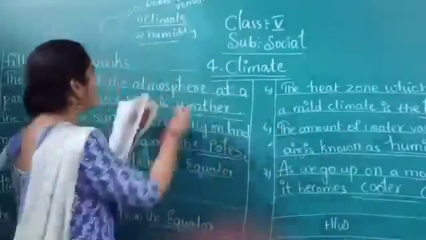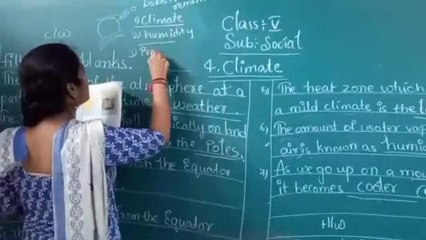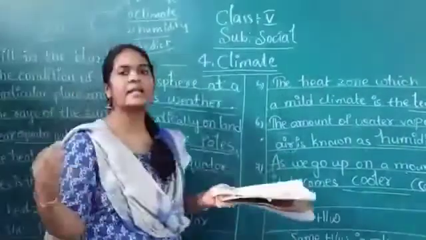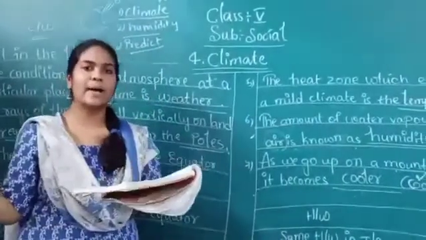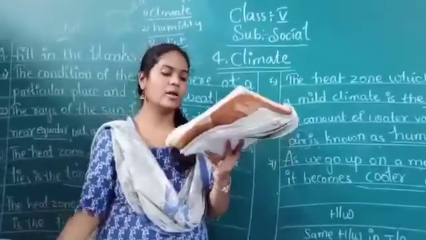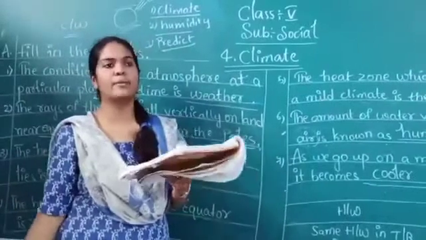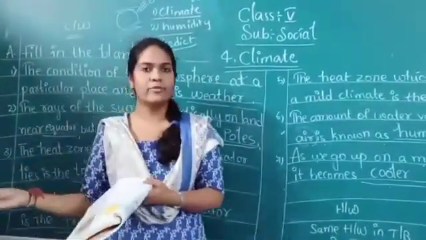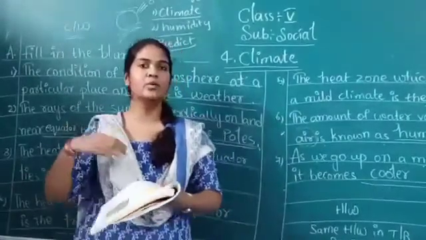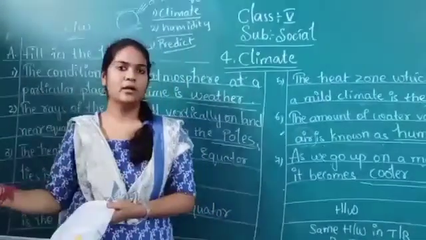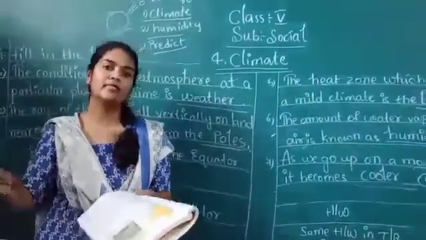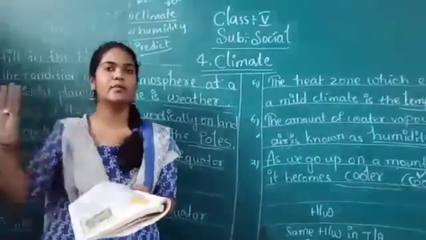Third one is predict. Predict means telling the future things, to tell what is going to happen in the future before it happens. Suppose tomorrow is the future, and I am telling that tomorrow it is going to rain, tomorrow it will be very hot. I am predicting the future, no? That we call predict. To tell the future before it happens.